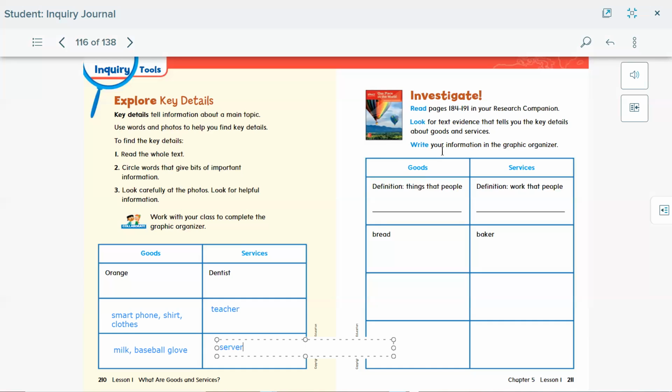Next page, we have to write information in the graphic organizer. So this graphic organizer shows me all the goods and the services. So goods, as we covered in a previous page, are things that people make and use, and services is work that people do to help others. And then we have an example of goods, bread, and the services, baker. We're gonna read our text and get more ideas for goods and services.